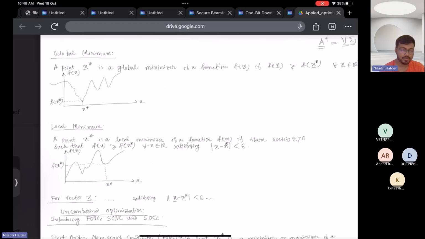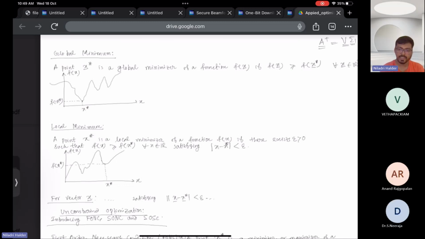Now some definitions: global minimum, local minimum. A point x star is a global minimizer of a function f of x if the value is minimum at x star compared to all other values of x.